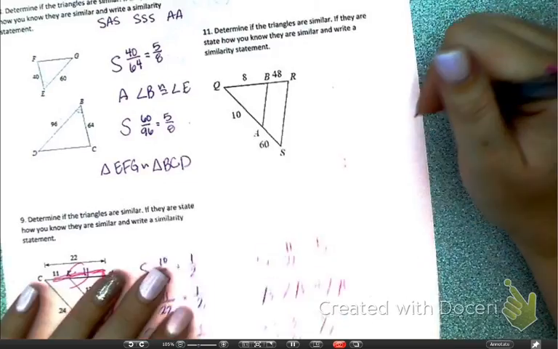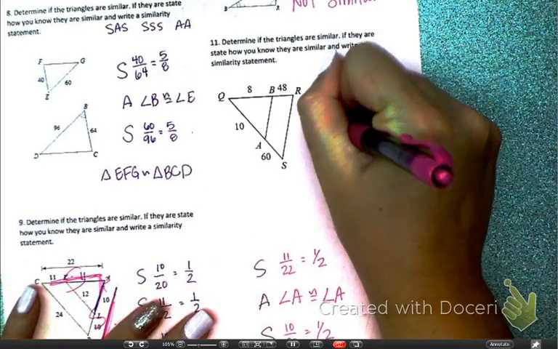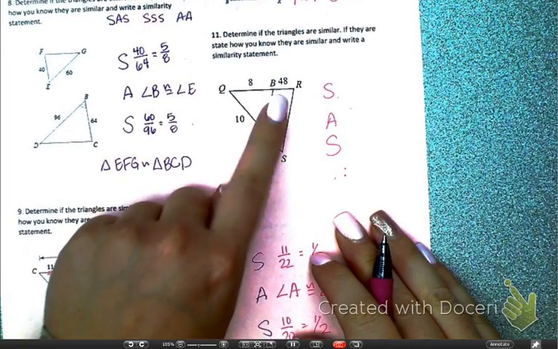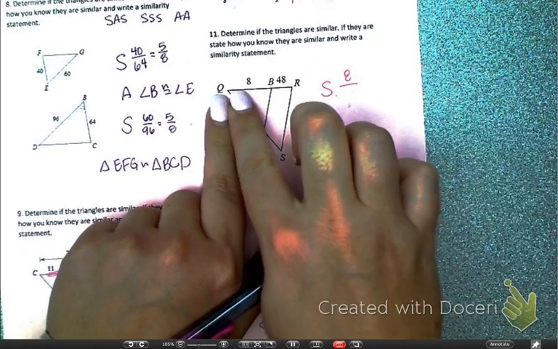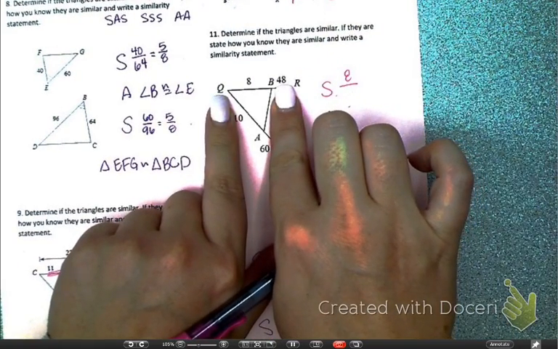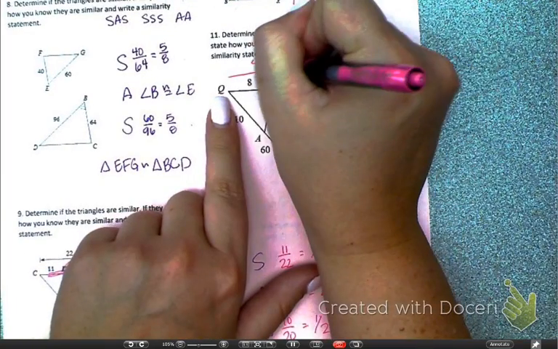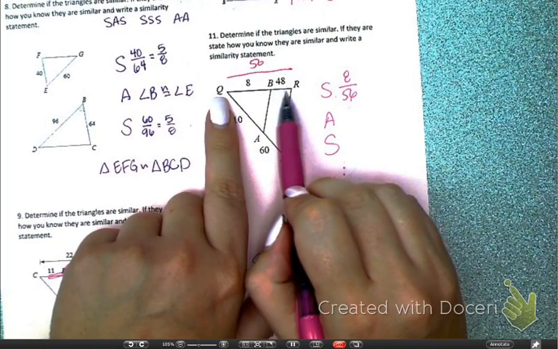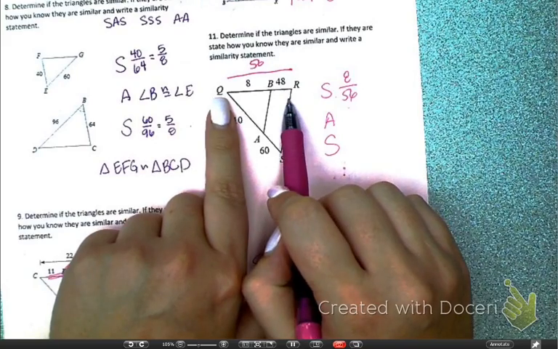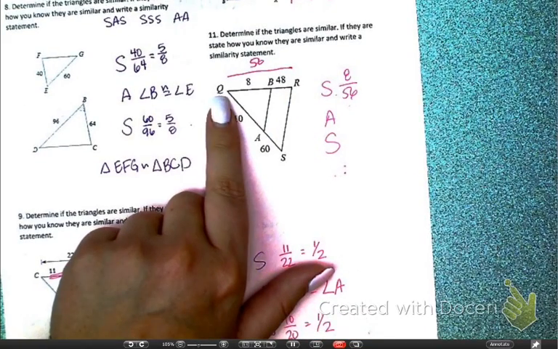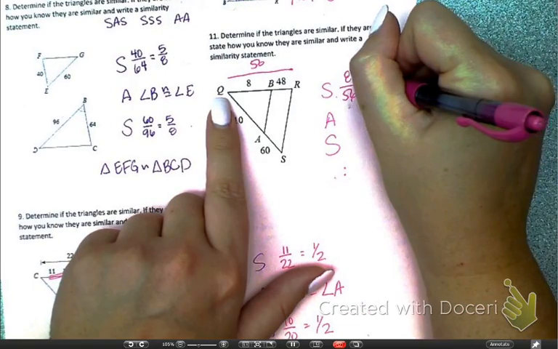Last one. What do you think we should use here? Side, angle, side? Okay. So let's start on this side. What's the small triangle? 8. What's the big triangle? No. 56. The whole thing is 56. 48 is just this piece. It's the part of the big triangle. It is not the big triangle. Okay, so make sure that you're using the small triangle to the big triangle. So 8 over 56 is 1/7.